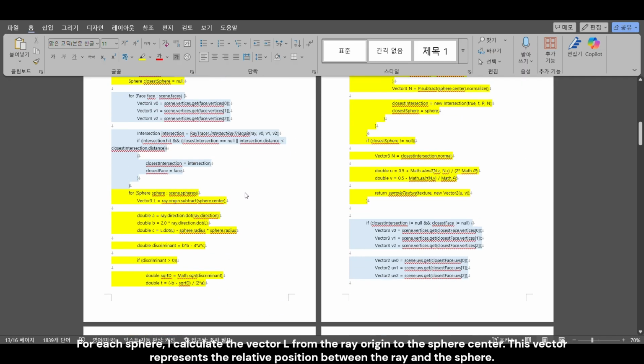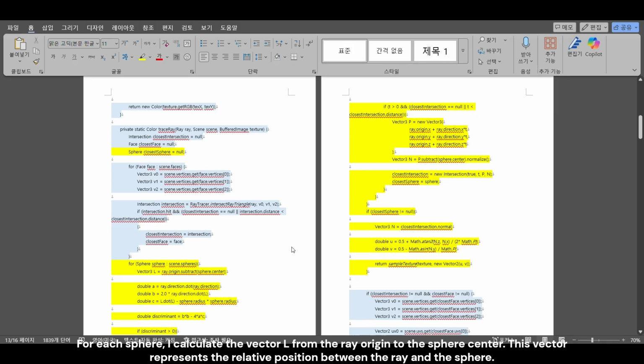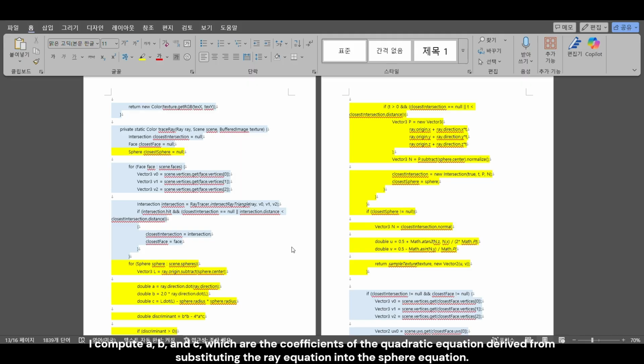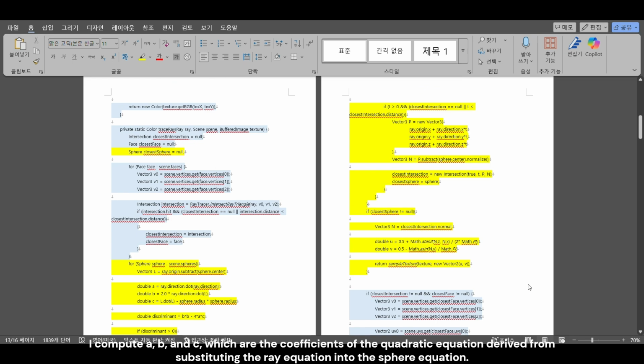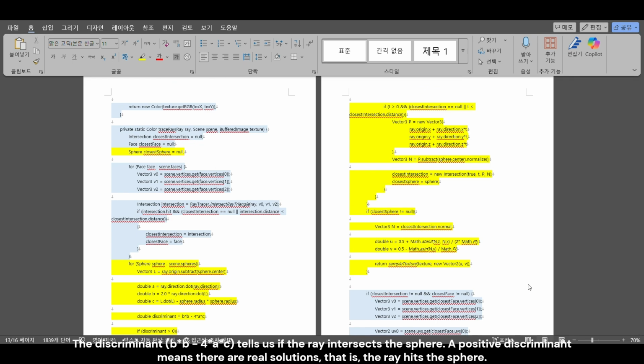For each sphere, I calculate the vector L from the ray origin to the sphere center. This vector represents the relative position between the ray and the sphere. I compute A, B, and C, which are the coefficients of the quadratic equation derived from substituting the ray equation into the sphere equation. The discriminant tells us if the ray intersects the sphere. A positive discriminant means there are real solutions, that is, the ray hits the sphere.